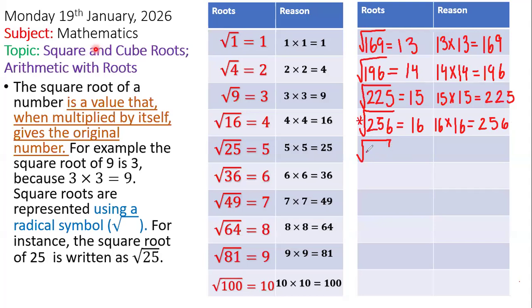What's the square root of 289? 17. Very good. What's the reason? 17 times 17 is 289. Very good.